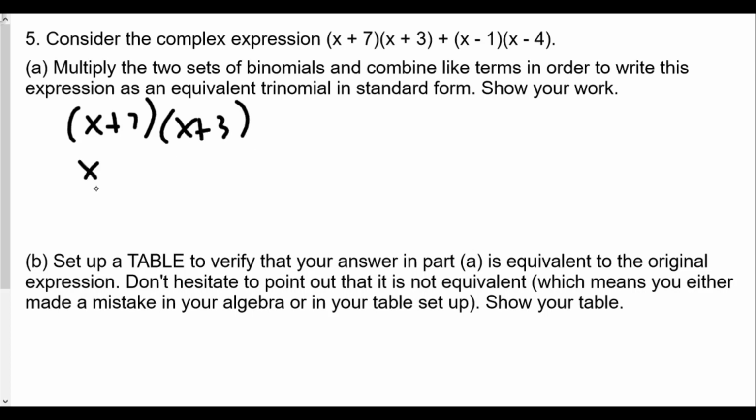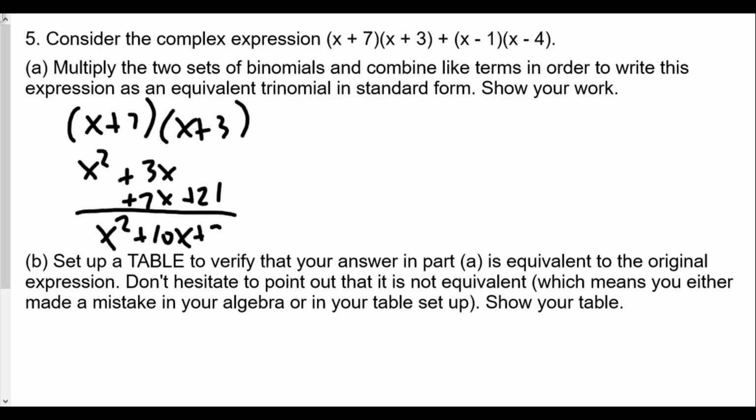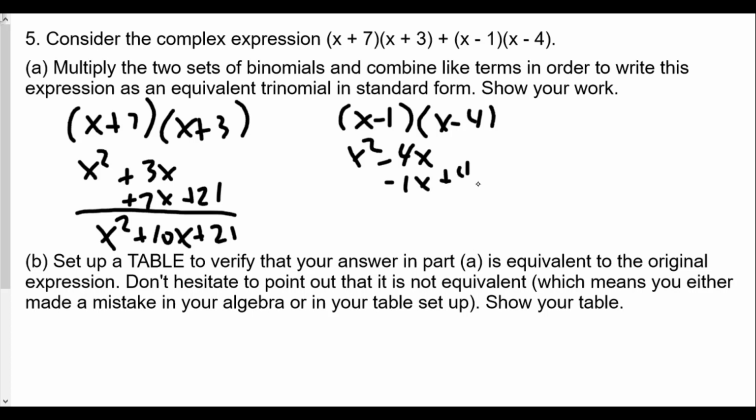So we're going to multiply the x plus 7 times the x plus 3 first. And we're going to get x squared plus 3x plus 7x plus 21, or x squared plus 10x plus 21. Then we're going to multiply x minus 1 times x minus 4, and we get x squared minus 4x minus 1x plus 4, or x squared minus 5x plus 4.